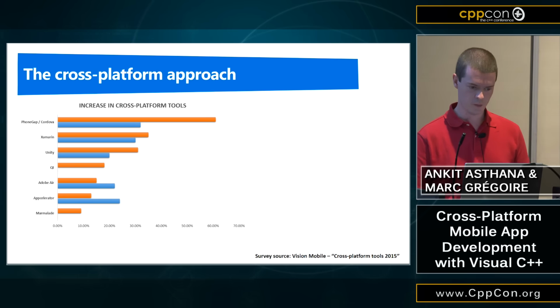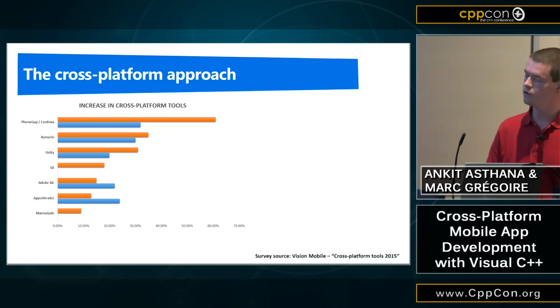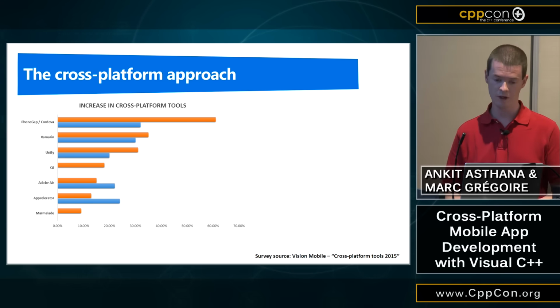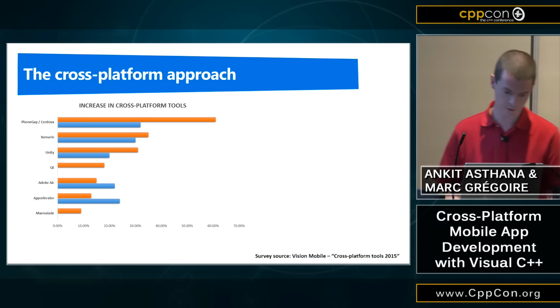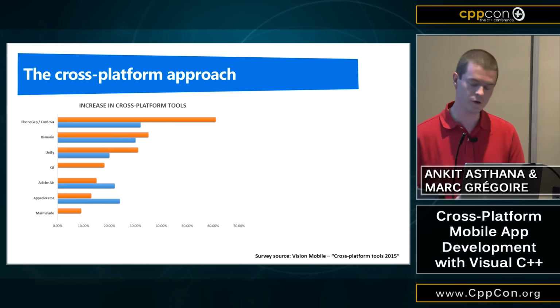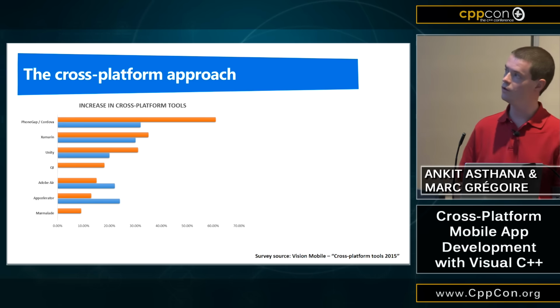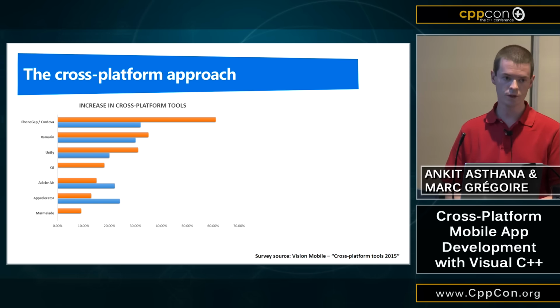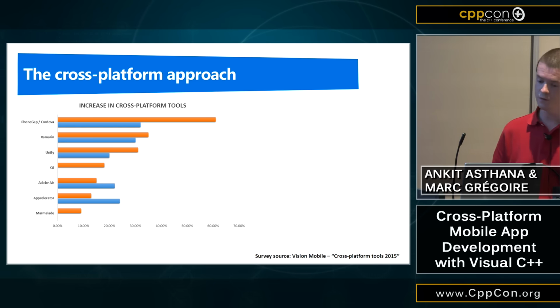The other approach is to use a cross-platform tool or platform. And there are quite a few of them. I don't know if you can read that in the back. But you have things like Cordova, Xamarin, Unity, Qt. Those are all well-known tools that allow you to develop cross-platform applications and games. This is a survey also done by Vision Mobile.